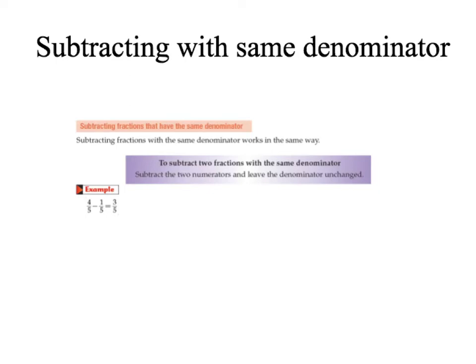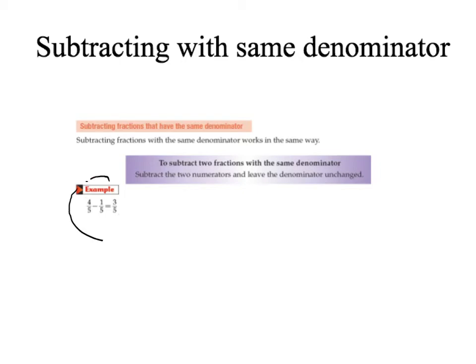Subtracting with the same denominator. Subtraction is the opposite mathematical operation to addition. So you do it exactly the same way, the same rules apply, except above the line, instead of adding the numerators, you're actually subtracting them. So have a look at that example just there.